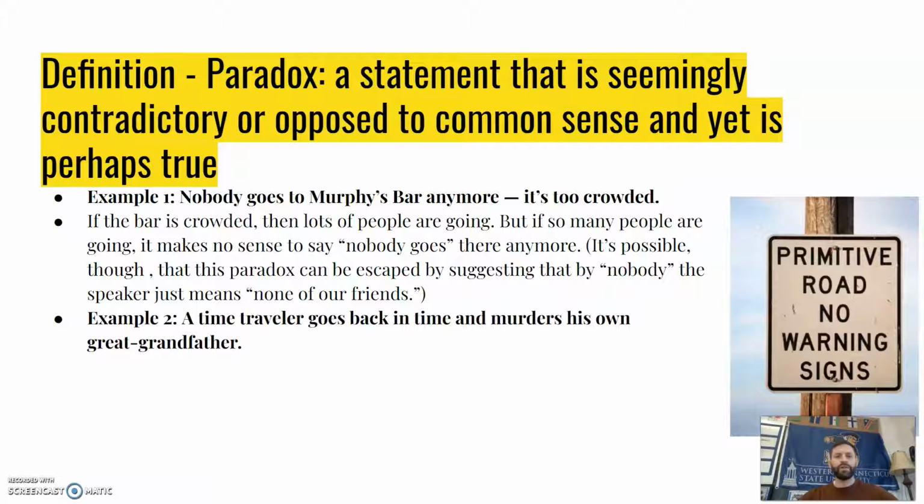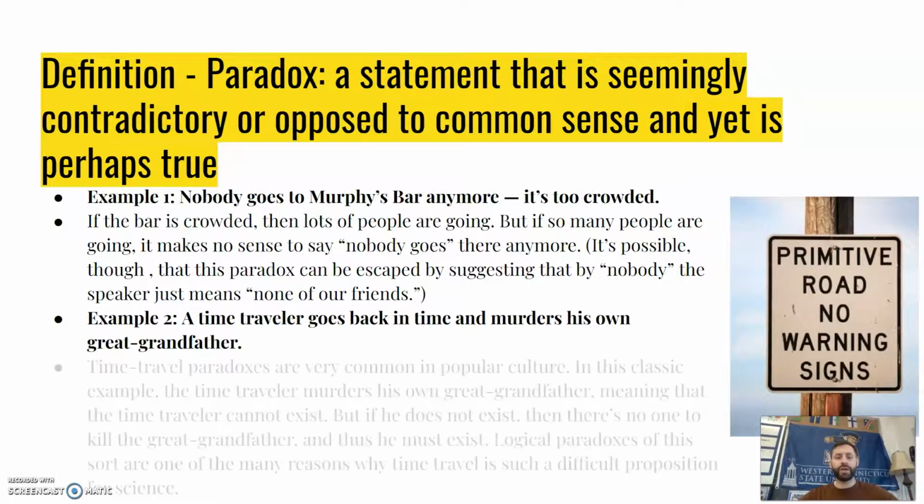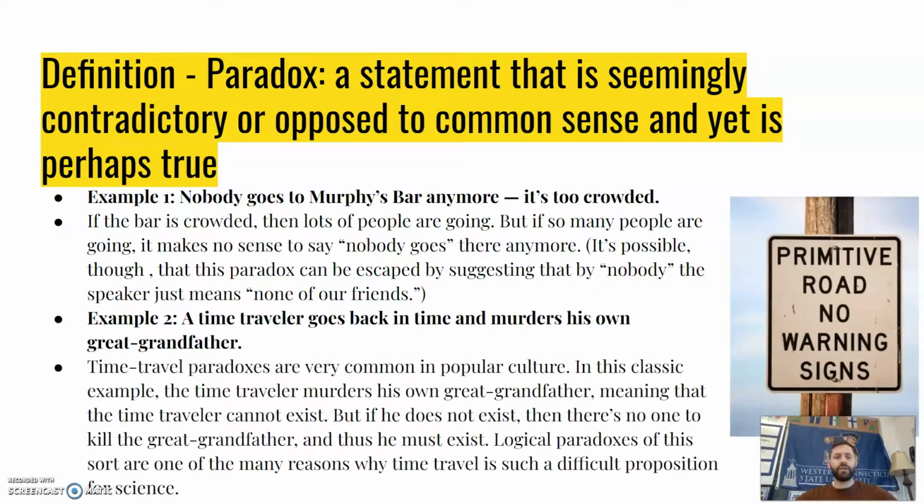Another example: a time traveler goes back in time and murders his own great-grandfather. Time travel paradoxes are pretty common. In this example, the time traveler murders his own great-grandfather, meaning that the time traveler can't exist, because the great-grandfather would have given birth to the grandparent, who gave birth to the parents, who gave birth to the person. So they don't exist. But then if he doesn't exist, how can he kill the great-grandfather? Therefore, he must exist. This is one of the reasons why time travel is so difficult.